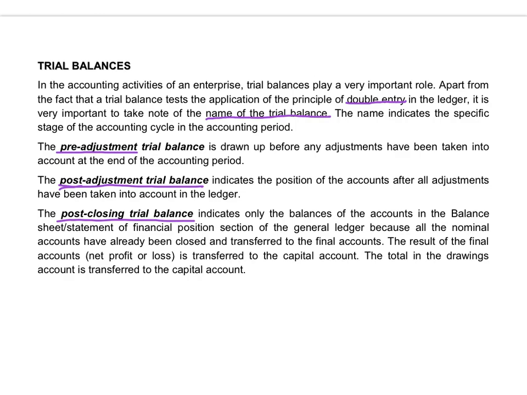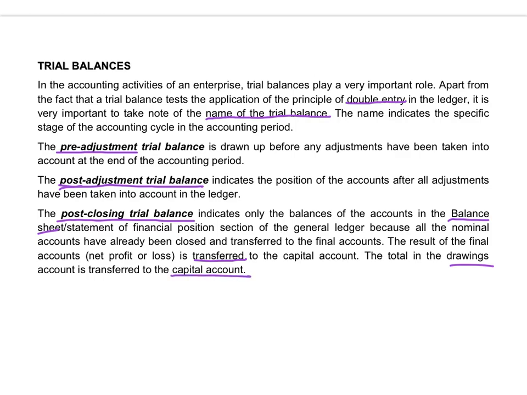In this post-closing trial balance, you will only have balance sheet accounts because all the nominal accounts were closed and transferred to the trading profit and loss account. So you will have no nominal accounts. The result of the final accounts, so that is the profit or the loss that you made in your profit and loss account, is transferred by closing transfer to the capital account. The drawings account was transferred to the capital account.